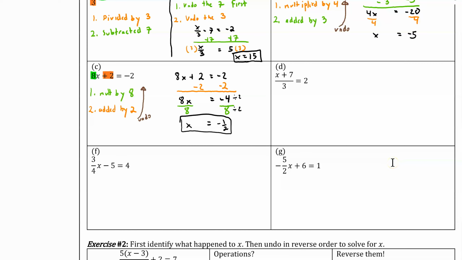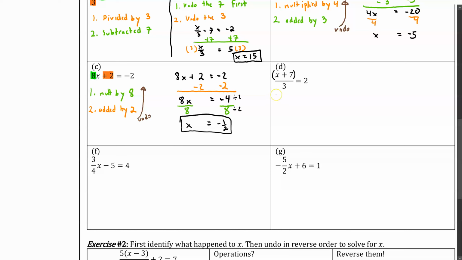Now part D is a little bit more complicated. We have x plus 7 all over 3 equals 2. Recall that when I first talked about fractions and order of operations, I mentioned that a fraction is really a grouping symbol. What that means is it likes to group the x and the 7 because they're both in the numerator together. And the reason why this is important is because it changes the order of the problem. So here's what I mean by that.